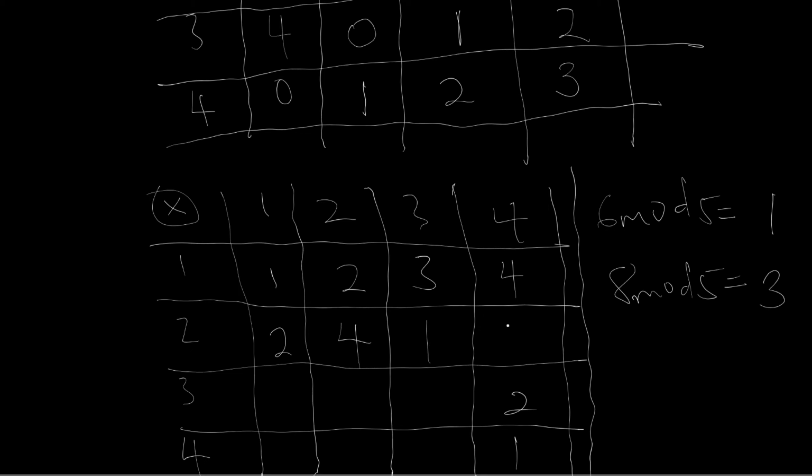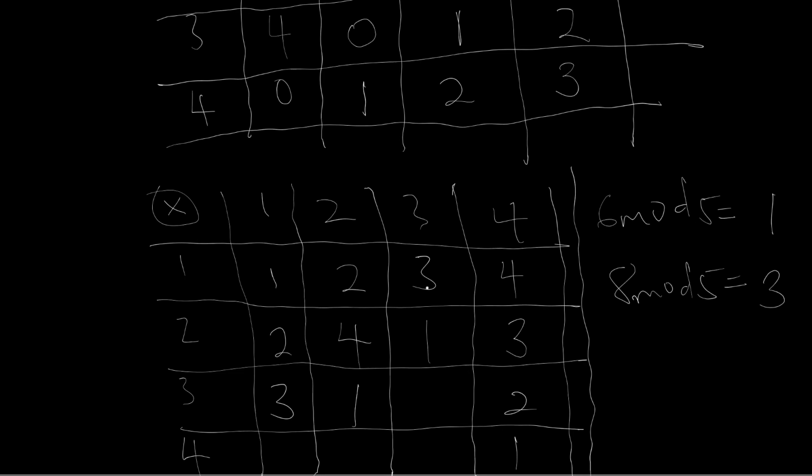So we write the remainder, which is 3. 3 times 1 is 3. It's less than 5, so we write 3. 3 times 2 is 6. 6 modulo 5 should be 6 divided by 5, which will give 1 remainder 1. And modulo is remainder, so we are only interested in the remainder. So we write 1.